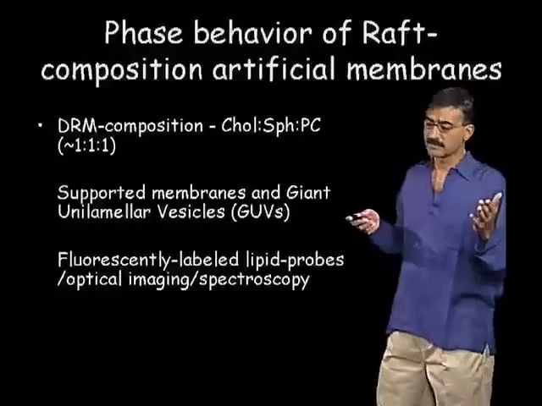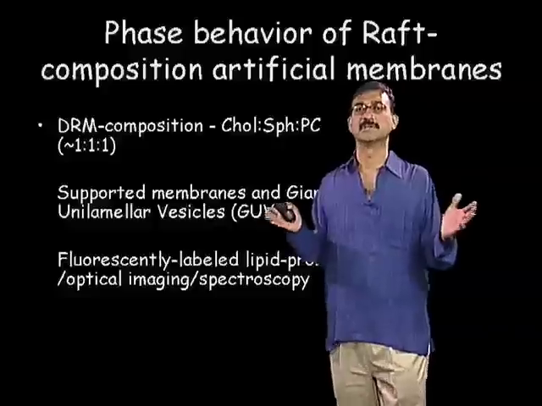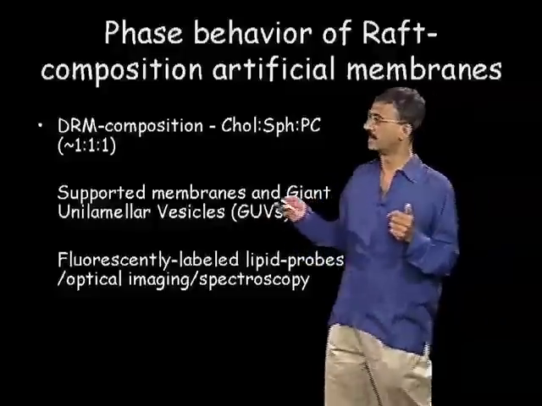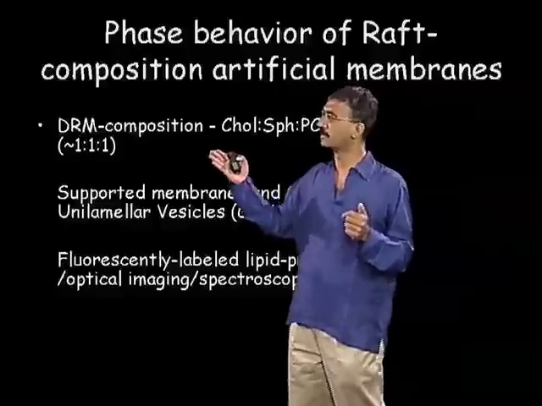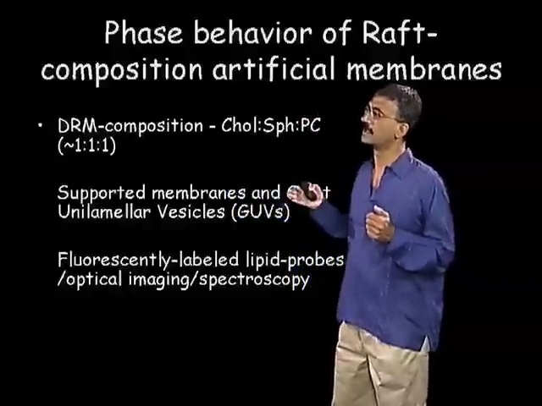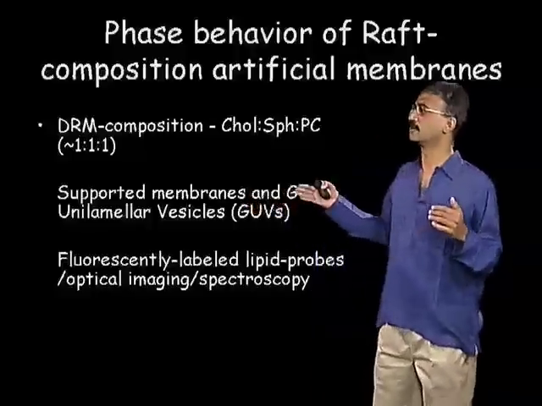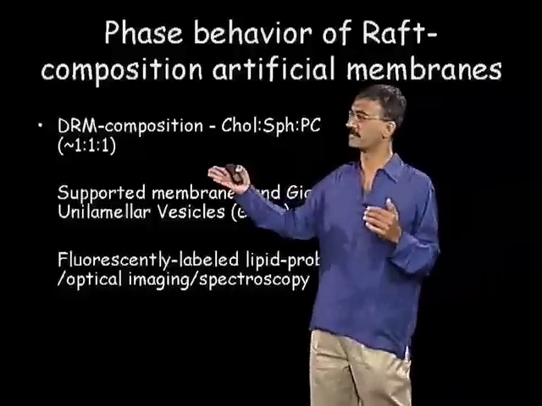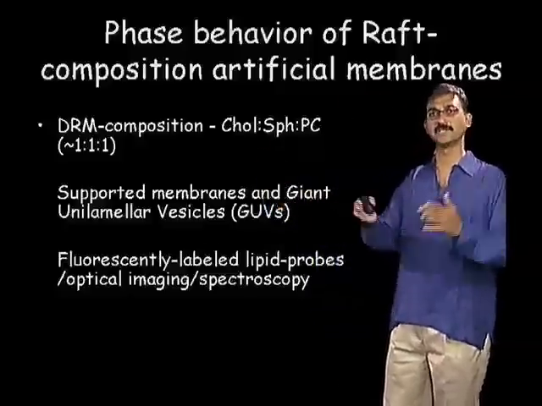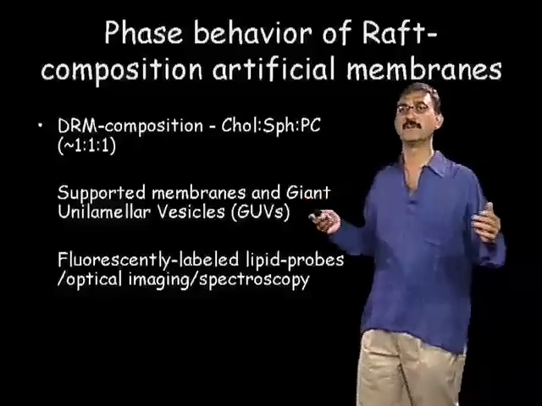But if we examine the literature on this detergent-resistant membrane composition, for example, it's a composition where you have equimolar cholesterol, sphingolipid, and phosphatidylcholine. If we examine this composition in a wide variety of systems, in giant unilamellar vesicles, in supported membranes, using fluorescently labeled lipid probes that could partition into different types of lipid phases, a whole wealth of literature has emerged.